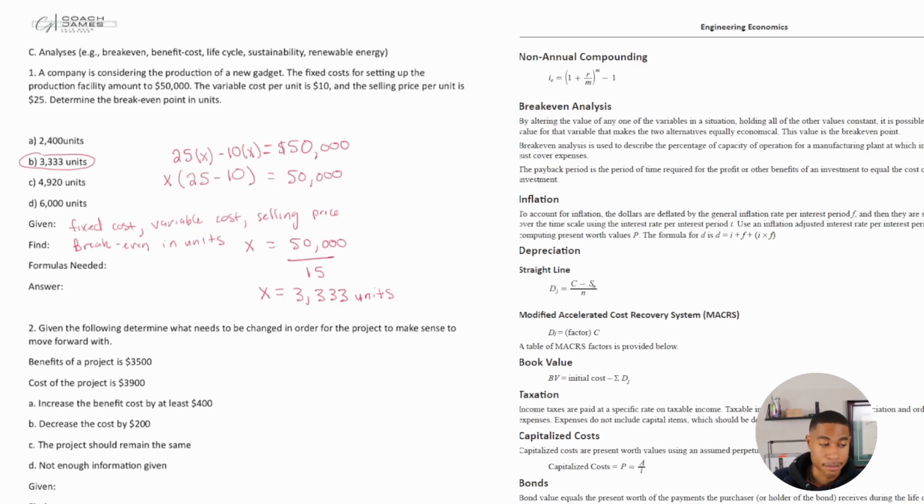So I know I've broken even, a lot of pressure. Got to make sure I sell the 3,000 units. If I do, I know that I'm good. So if I sell any more than that, then I'm in profit. And I don't have to be stressed about trying to pay back everybody, right? I know I've at least broken even.